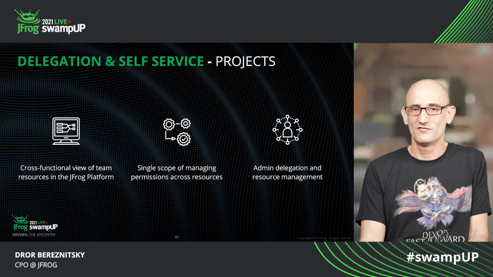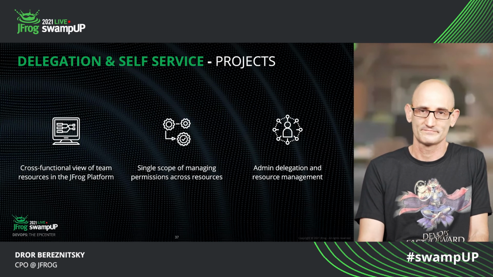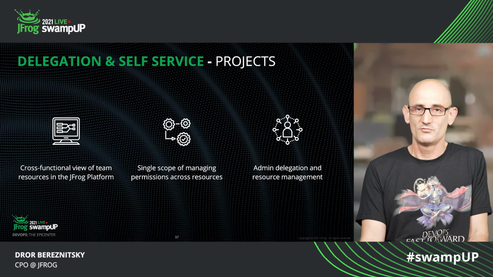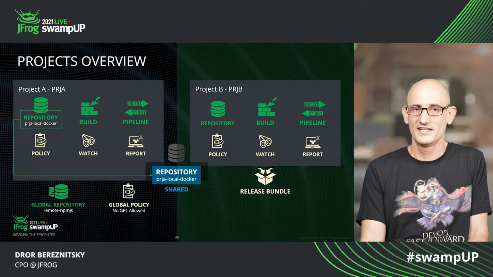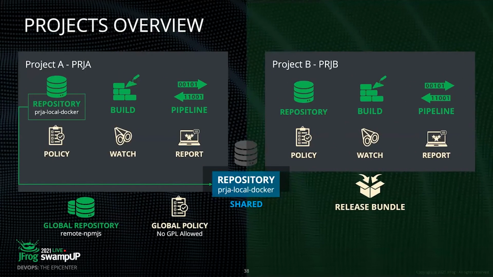Projects basically provide a single scope for managing resources and permissions across the JFrog platform, allowing platform administrators to delegate the management to the project teams. So let's see what we have in projects. As you can see here, every project has a unique name and also a unique key that identifies it. And within every project, there are resources that are managed in the scope of this project. This includes repositories, release bundles, reports, pipelines, and basically everything you need for your day-to-day work.